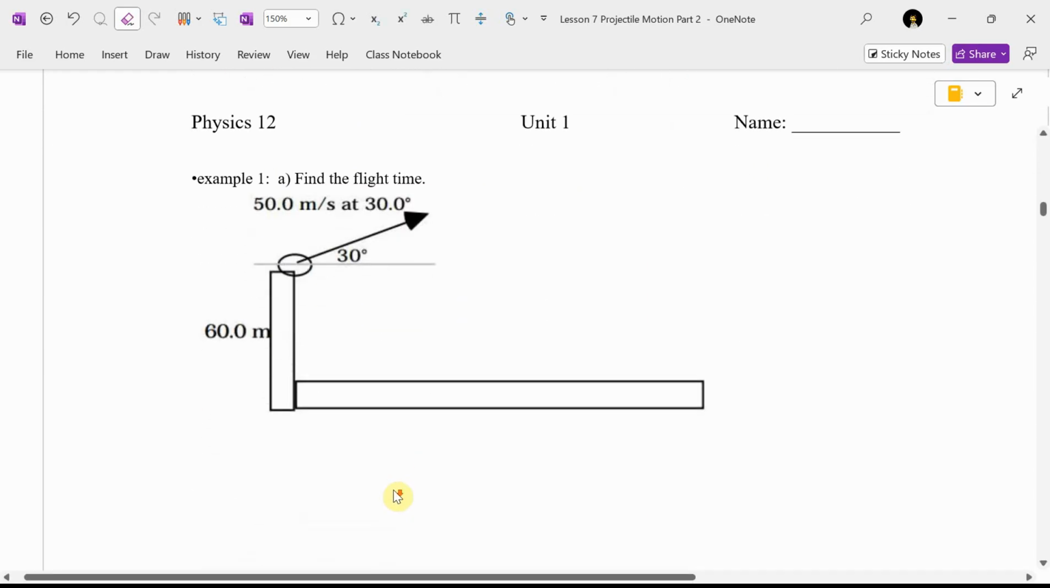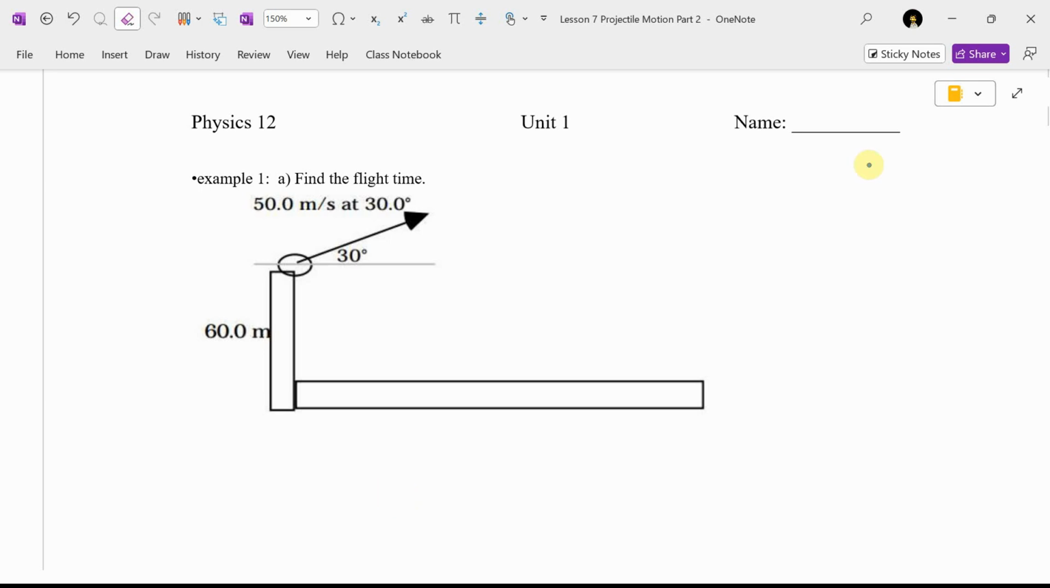I like example 1. What's example 1 asking me to find? What's B asking me to find? I might just ask you part B and expect you to clue in that you have to find part A. Is this a projectile? Say yes.